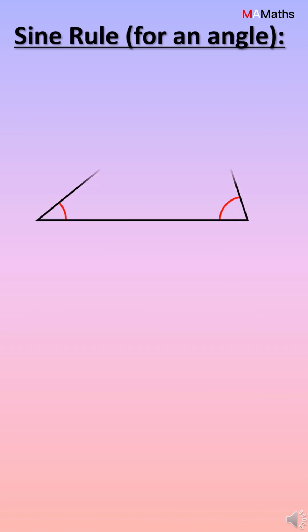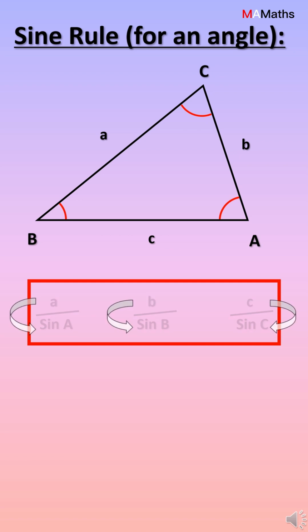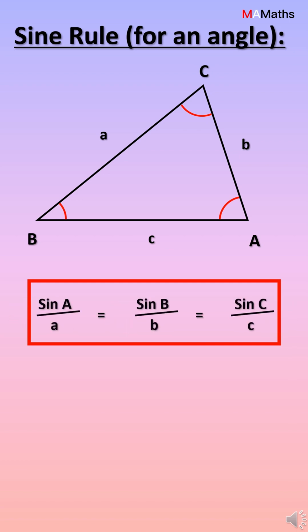The sine rule for an angle. Again, we have the same non-right triangle with vertices ABC and opposing sides, lowercase abc. By inverting each of the terms in the previous expression, we end up with sine A over small a is equal to sine B over small b is equal to sine C over small c.